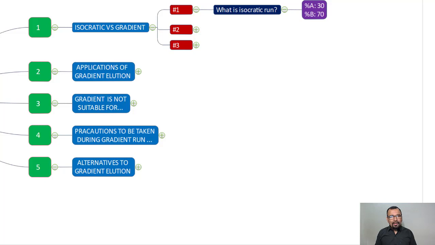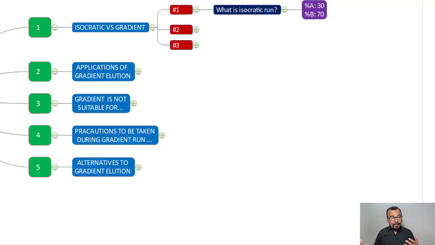For example, if you are having a binary system and if you keep 30% of the aqueous buffer in port A and 70 percent of the methanol in port B, and if you give this proportion, 30 to 70, and if you do not change this proportion of the mobile phase throughout the entire chromatographic run, then you are actually running an isocratic elution mode, right? You are using the isocratic elution mode for your chromatographic separation.